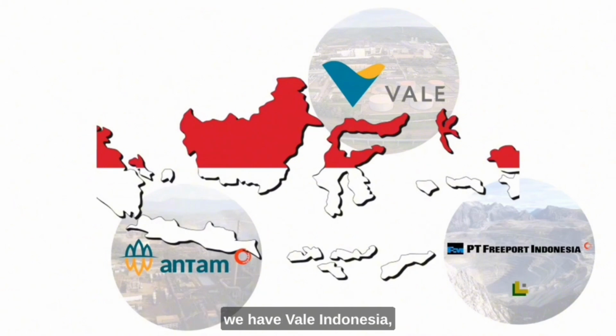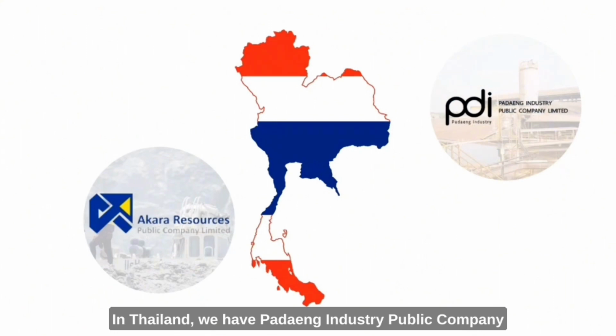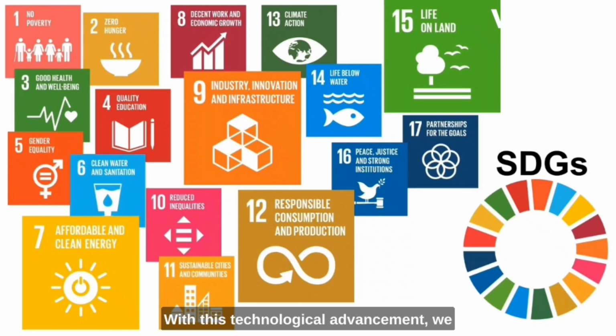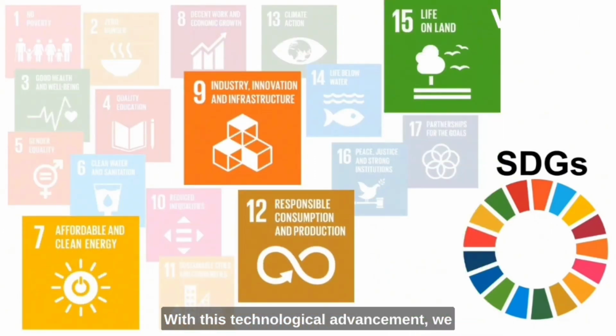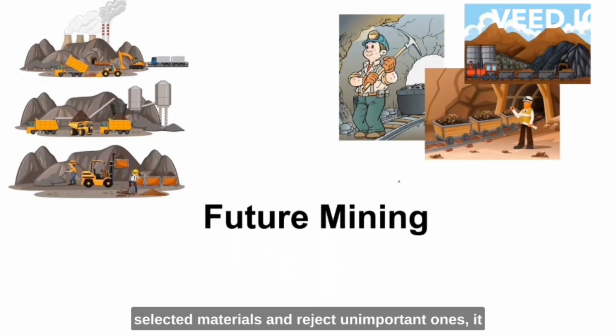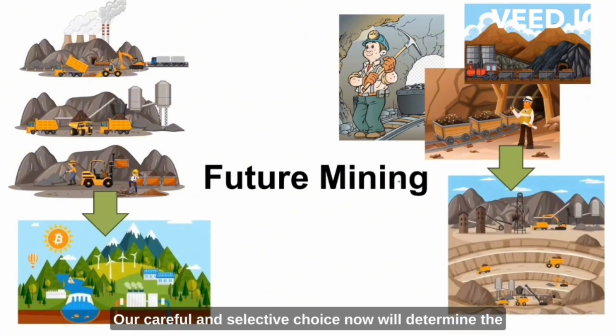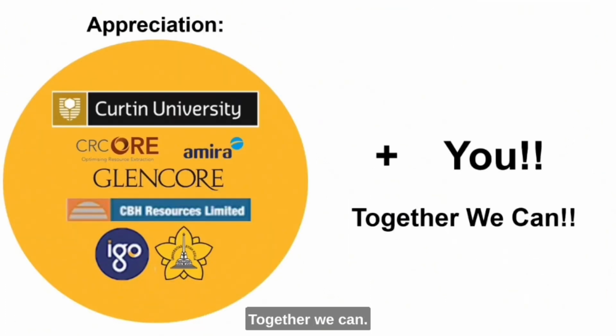In Indonesia, we have Vale Indonesia, Freeport Indonesia, and Antam. In Malaysia, we have Angka Alam Jaya and Lynas Rare Earths. In Thailand, we have Padaeng Industry Public Company Limited and Akara Resources Public Company Limited. With this technological advancement, we can be more sustainable. Like us, when we carefully process only selected materials and reject unimportant ones, it is the same for our future world. Our careful and selective choice now will determine the better surroundings and the better living we have. Will you join us? Together we can.